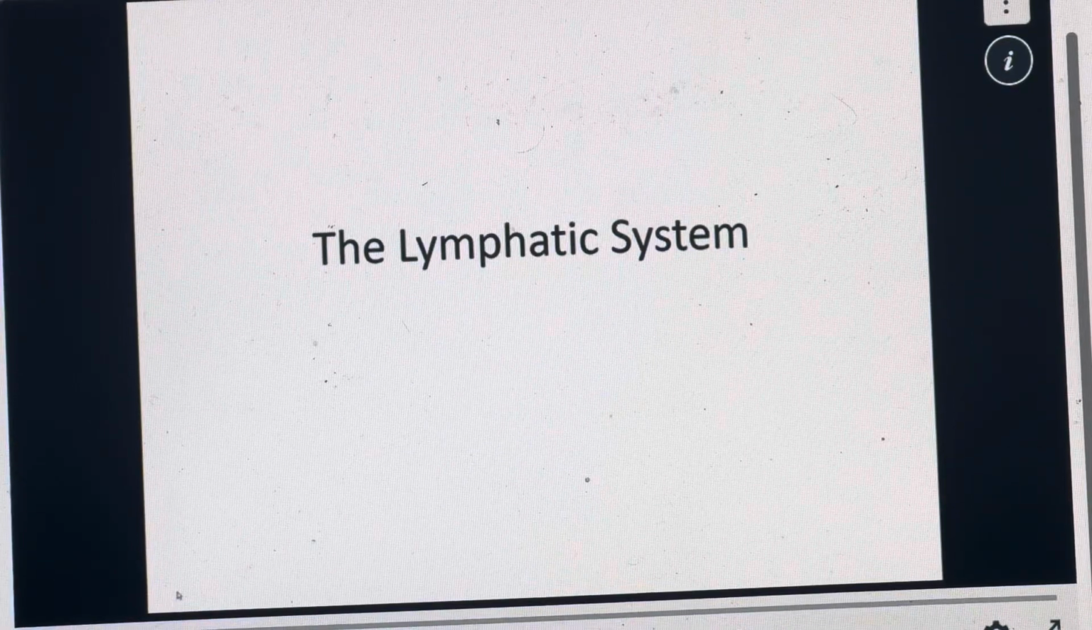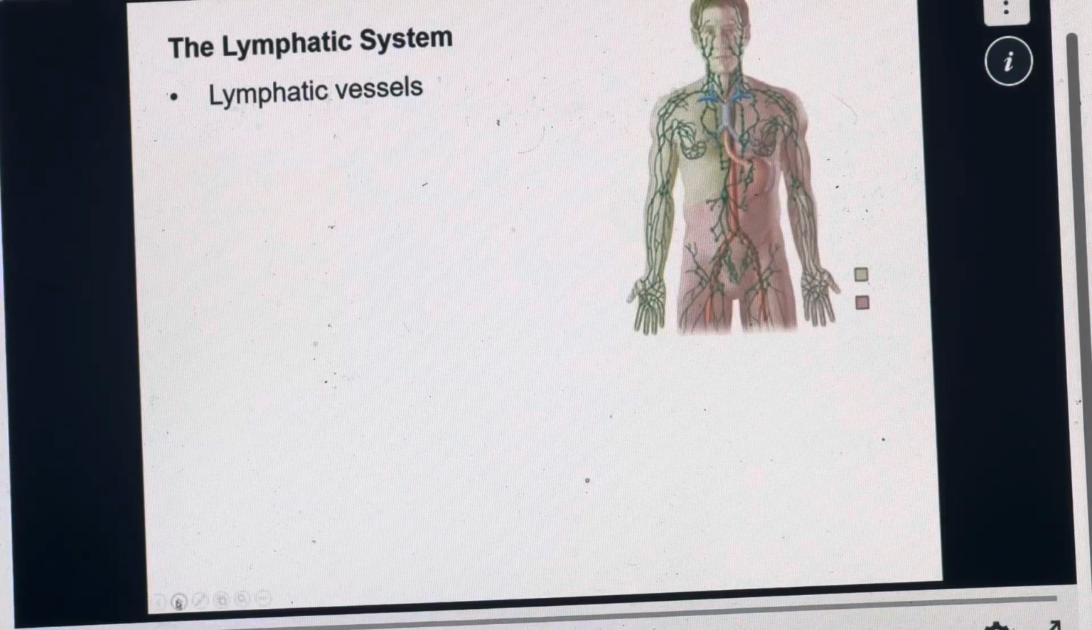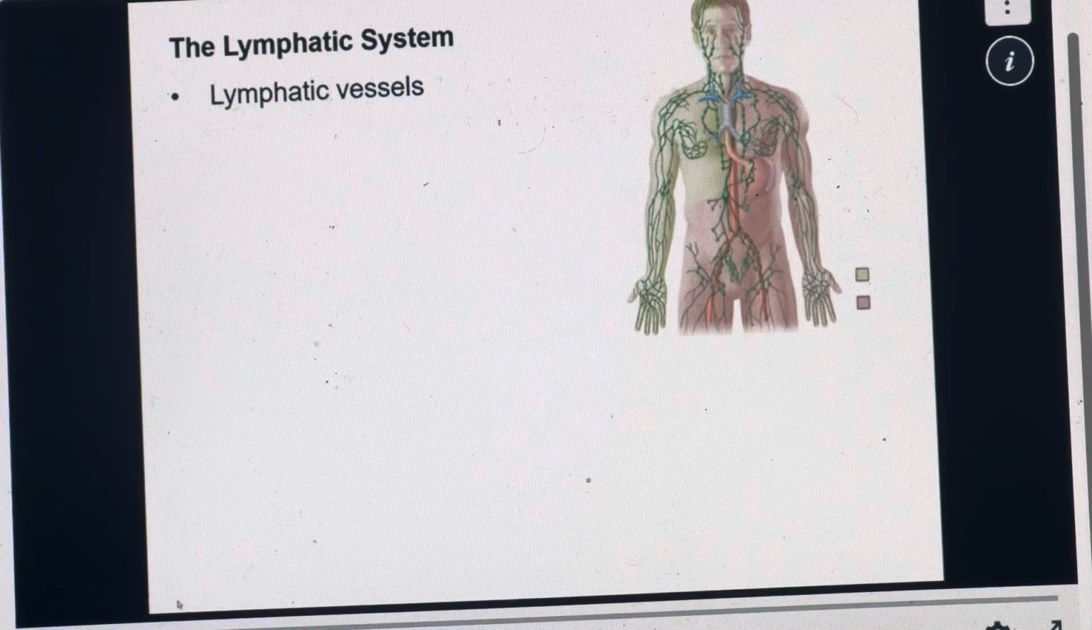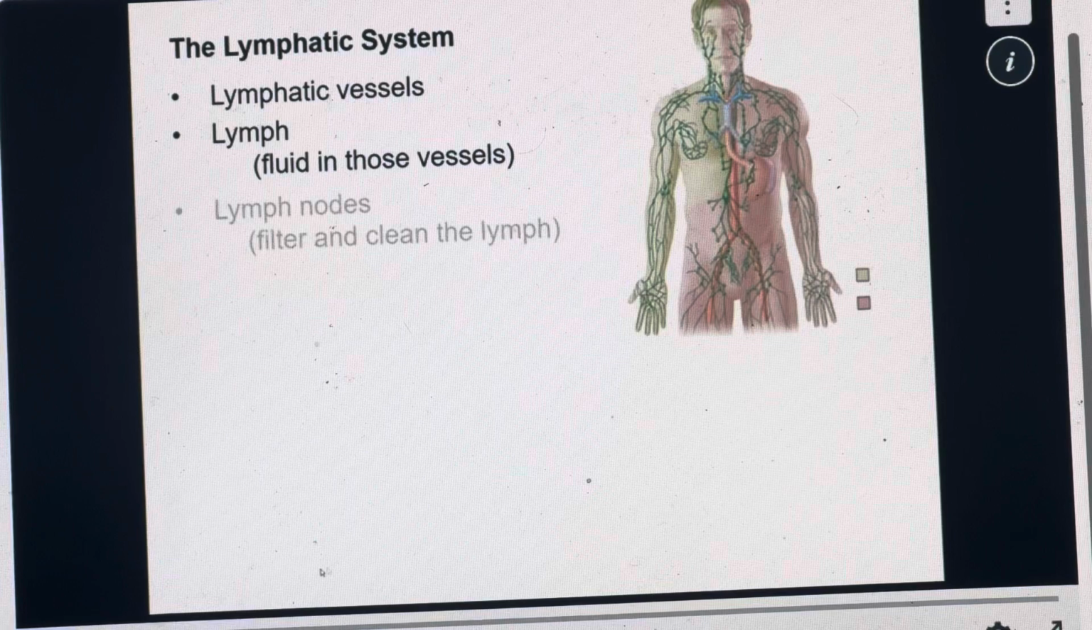In this lecture, we're going to talk about the lymphatic system. The lymphatic system consists of a series of vessels. They're somewhat similar to the blood vessels, but they are a completely separate system, and a lot of them actually run alongside the blood vessel. Instead of being full of blood, they're full of a different kind of fluid called lymph that is basically just fluid that's been collected from the body tissues.